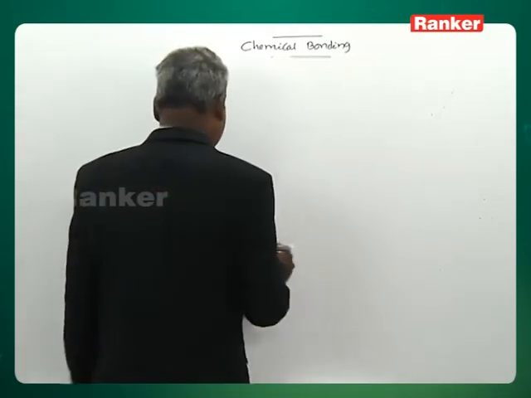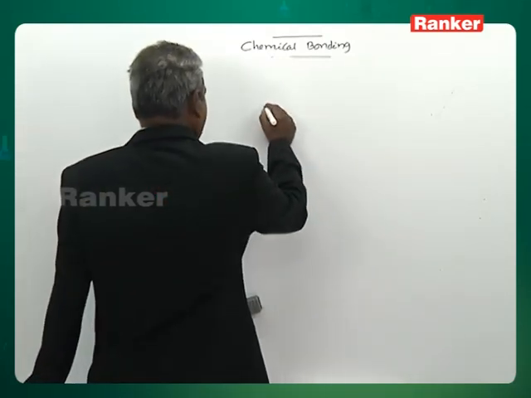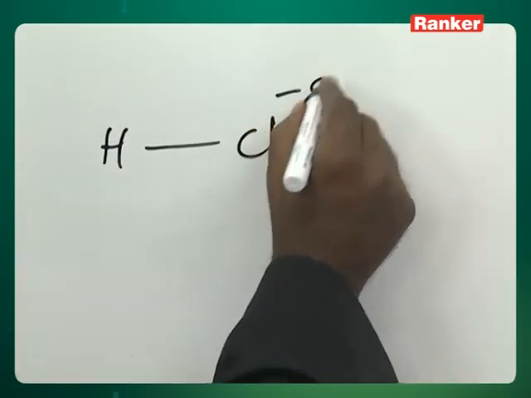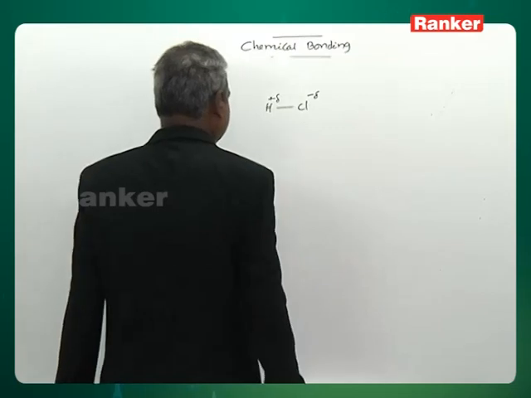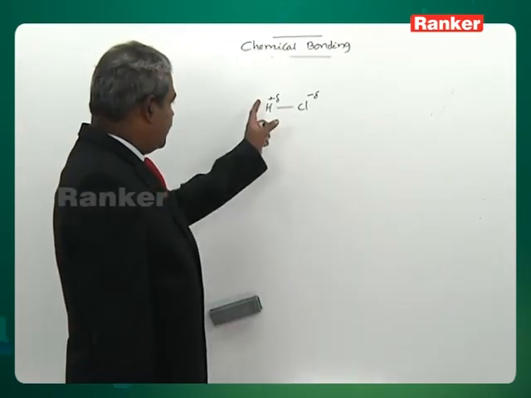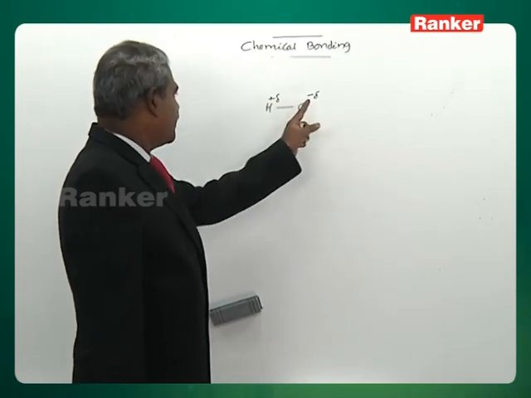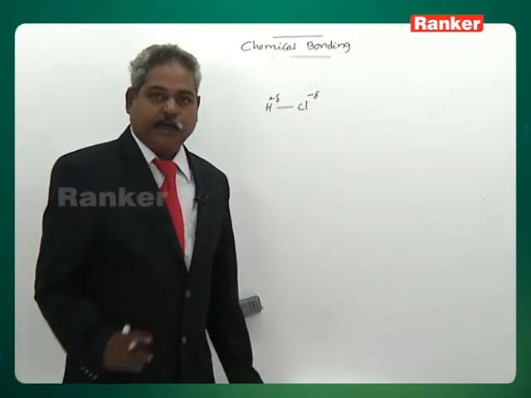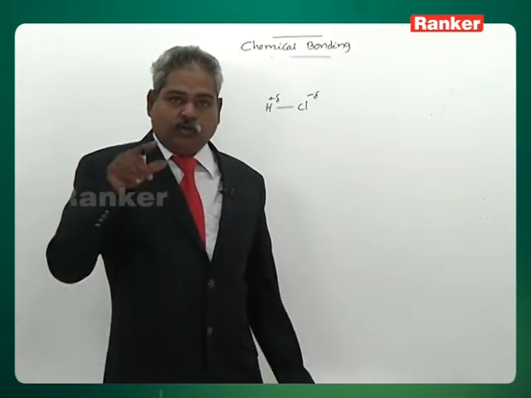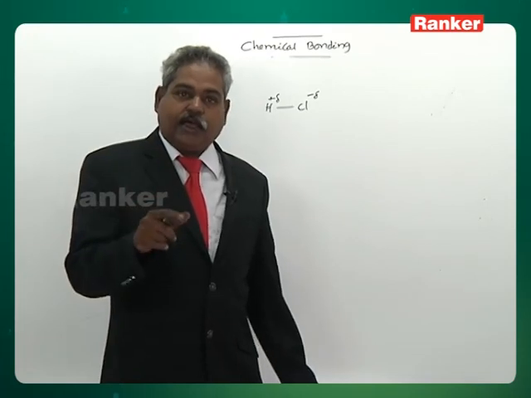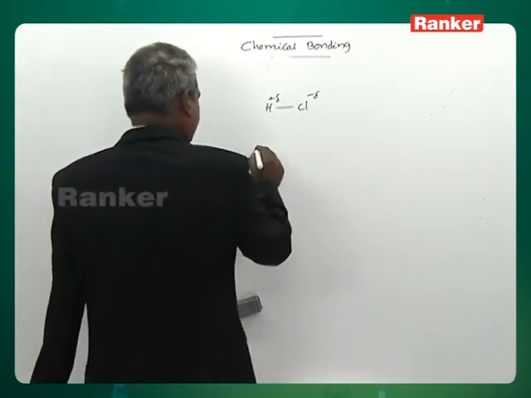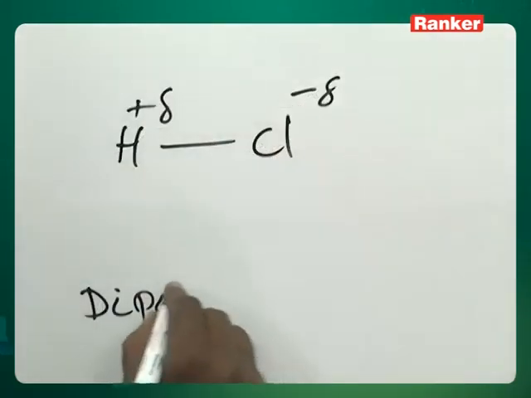And as a result of this polarity, this becomes minus delta and this becomes plus delta. So as a result of polarity, there is an electrostatic force of attraction between these two. Electrostatic force of attraction. Whenever there is a force multiplied by distance, a moment is developed. Moment. So moment of forces, which is called dipole moment.